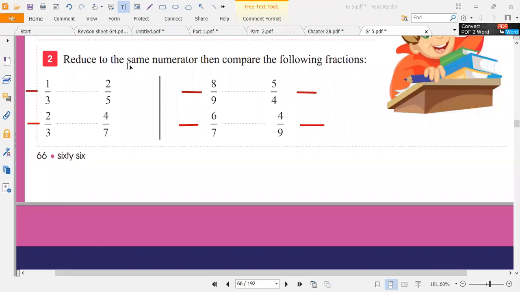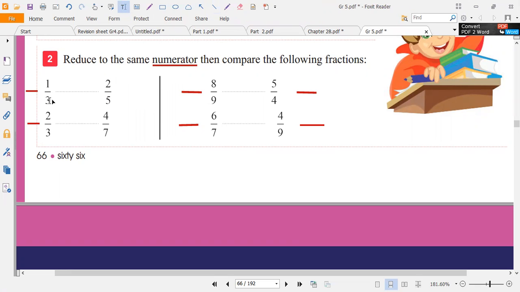Hello, in this video we will do exercise 2, page 66. Reduce to the same numerator, then compare the following fractions. So now we have to reduce to the same numerator.